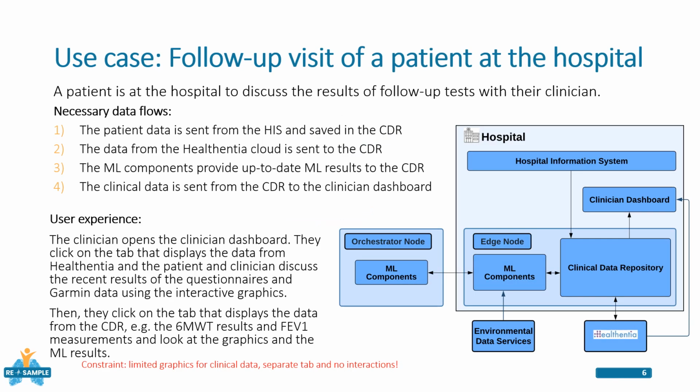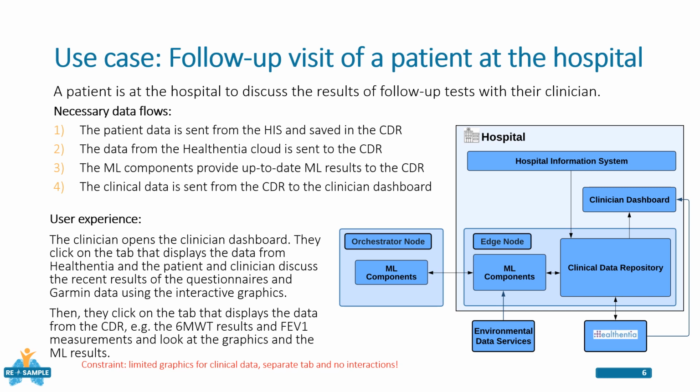To put everything that we just have gone through into the RESAMPLE context, we now look at two use cases. The first one is the follow-up visit of a patient at hospital. On the right side, you can see the overview that we built in the beginning step by step. The hospital, the Edge and the orchestrator node, Healthentsia, and the environmental data services. The scenario is now the following. A patient is at the hospital center to discuss the results of their follow-up tests with a clinician. Which data flows are necessary to make this work?